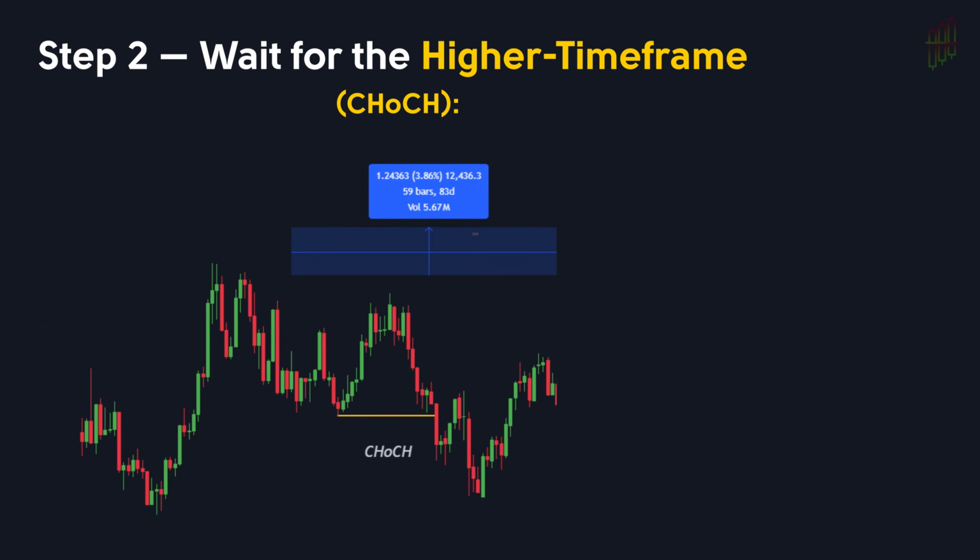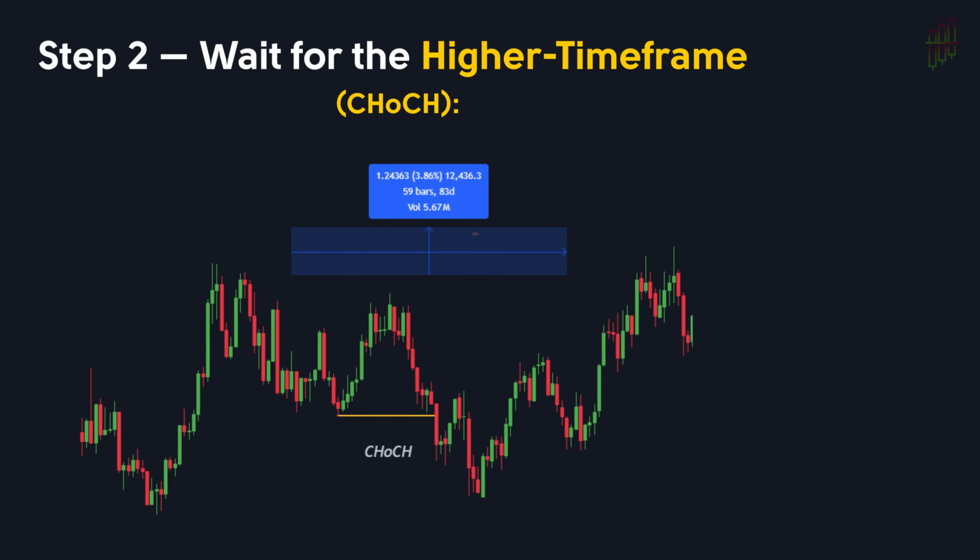Step 2. Wait for the higher time frame change of character. This is where the market reveals its true intentions. A change of character is the very first sign that the current trend is losing strength and a new one may be emerging. In simple words, change of character is the moment the market flips its behavior.